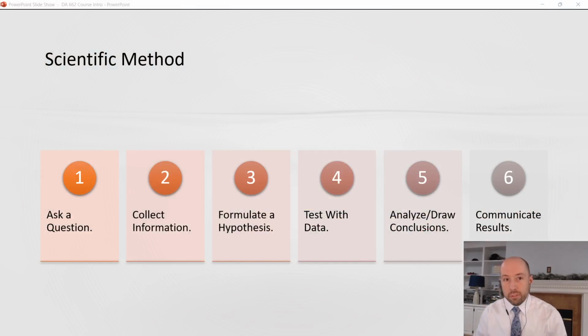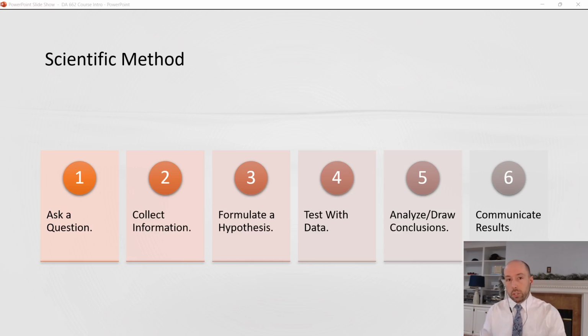Picking up where we left off in Module 1, we're still talking about steps of the scientific method here on this slide, getting ready to pivot back to ways that you might use data analytics for data-driven strategic decision making. So here we have the scientific method.